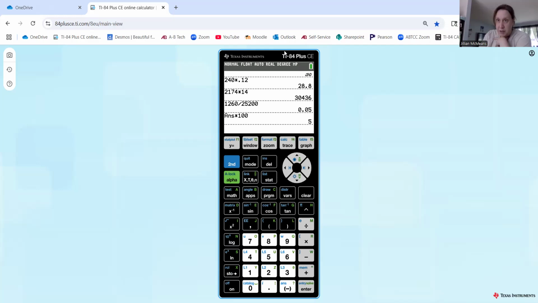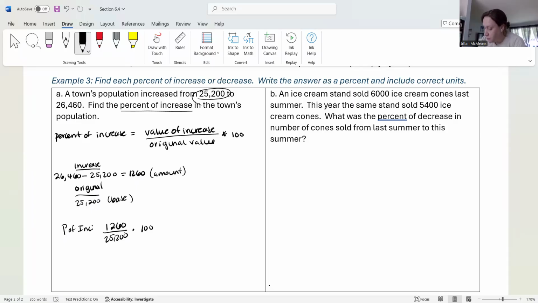So what does that mean? Well, if we go back to the word problem here, we get that the percent of increase is 5%. And what is that 5%? It was a 5% increase in population.